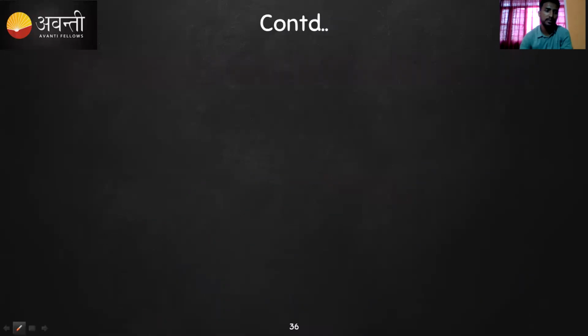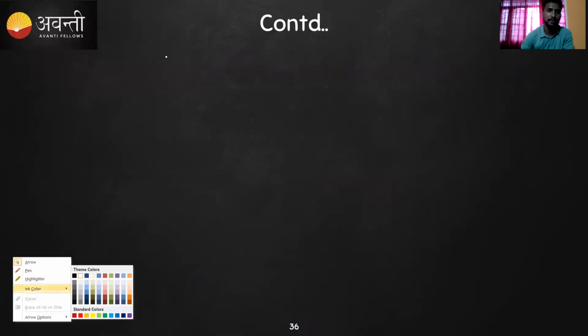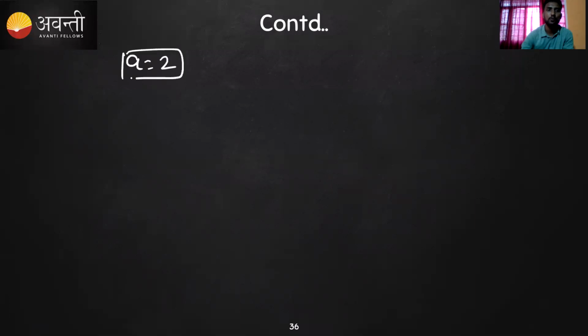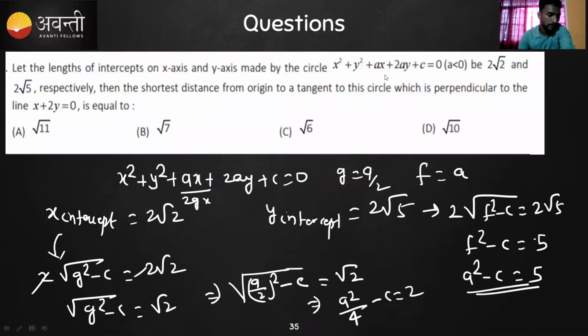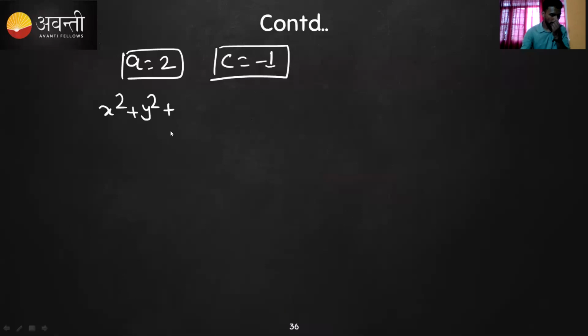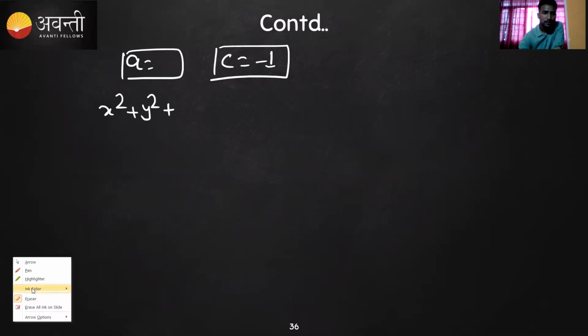Okay, so from here what will you get? If you solve both these equations in a and c, you will get a as 2. Okay, a will be equal to 2 and c will be equal to minus 1. So just put it into the main equation, you will get x square plus y square plus ax. So basically it is given here. So the value will not be 2, actually it will be minus 2, right?